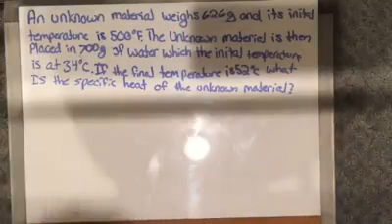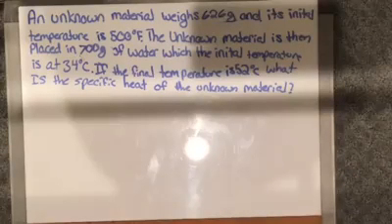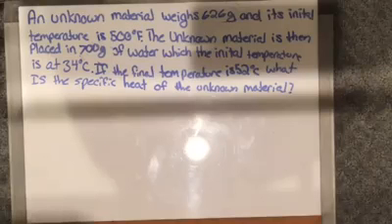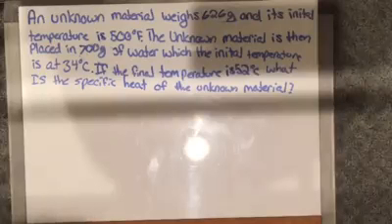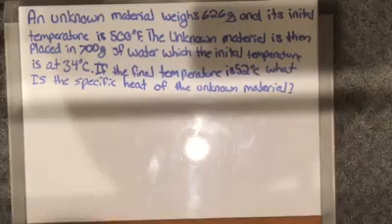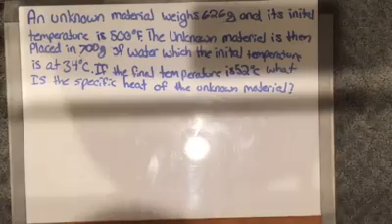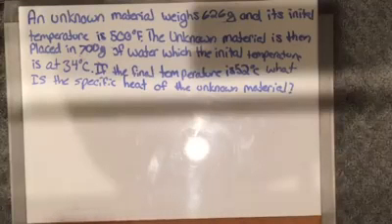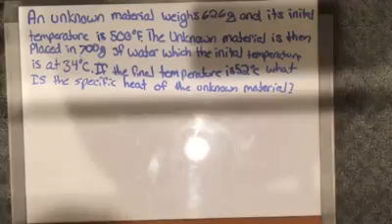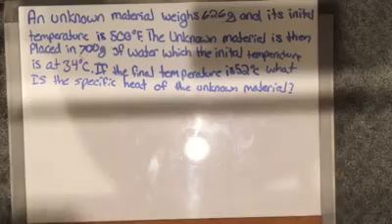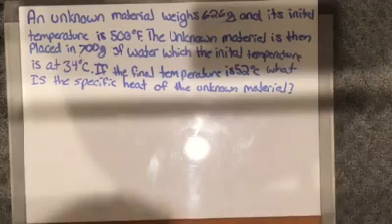In this problem, we're going to be finding the specific heat of the unknown material. Our problem is an unknown material weighs 626 grams and its initial temperature is 500 degrees Fahrenheit. The unknown material is then placed in 700 grams of water, which the initial temperature is at 34 degrees Celsius. If the final temperature is 52 degrees Celsius, what is the specific heat of the unknown material?